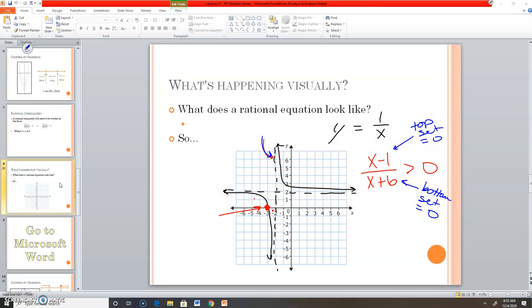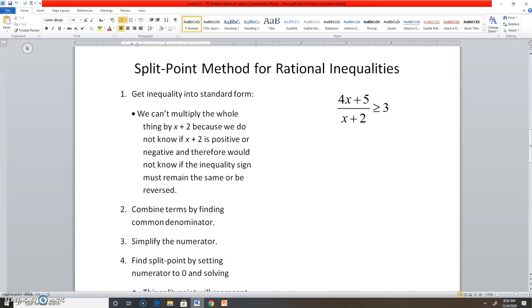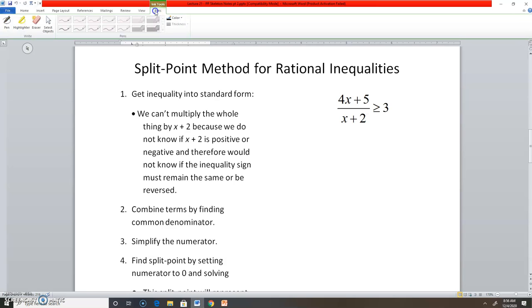Now, if it's not in the standard form, that's where it gets a little bit tricky. But if we're in the standard form where we already have that it equals 0, finding the split points is as simple as setting the top equal to 0 and setting the bottom equal to 0. So let's go ahead and work through one of these, and we're not going to do the easy one first, obviously. So we're going to look at 4x plus 5 over x plus 2 is greater than or equal to 3. Again, just like last time, our first step is that we've got to get this into standard form.